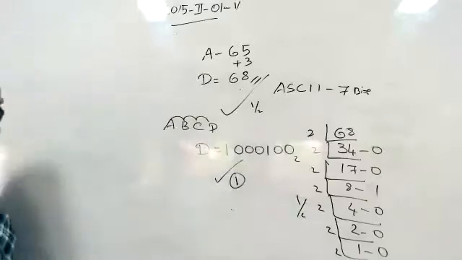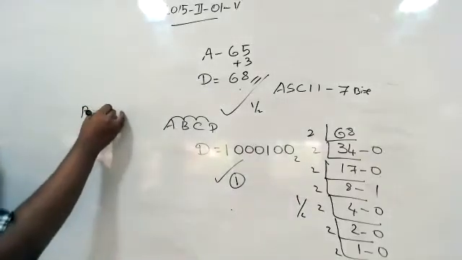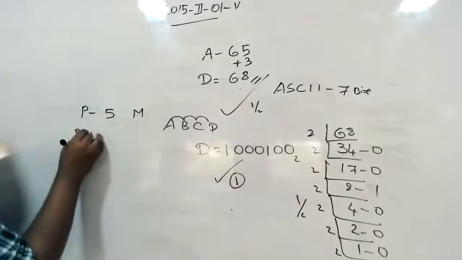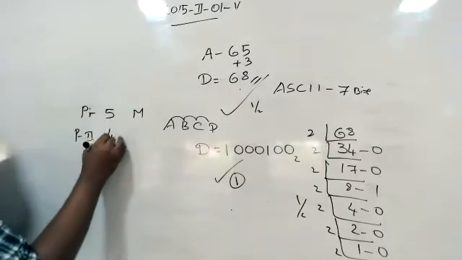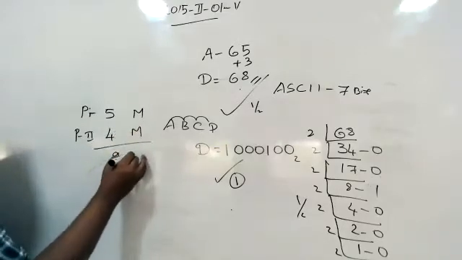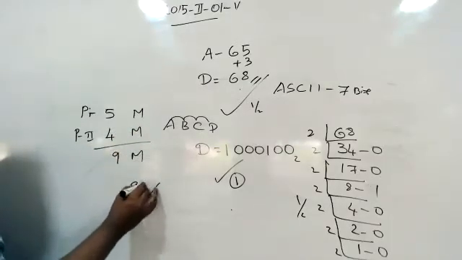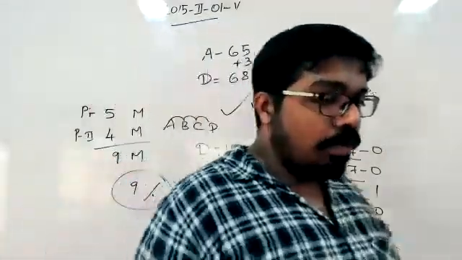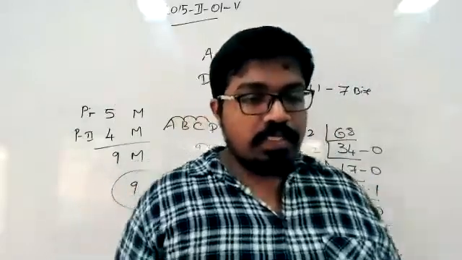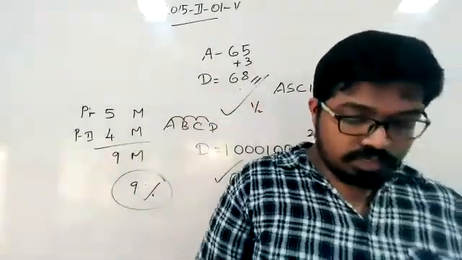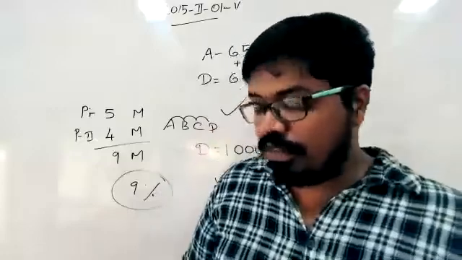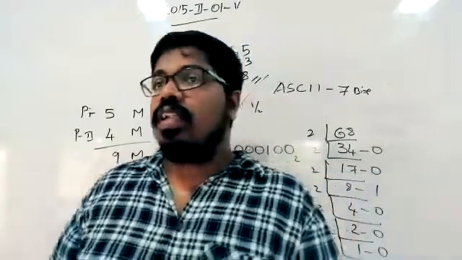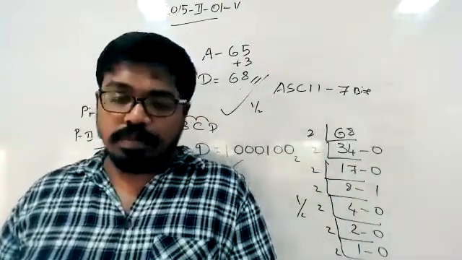As I said earlier, in the 2015 paper, part 1 has 5 MCQs, so 5 marks. Part 2 has 2 parts, which is 4 marks. Totally 9 marks, which is 9% of your final paper. So that's the end of the 2015 paper, part 1 and part 2 questions. Now we will start discussing the 2016 paper.